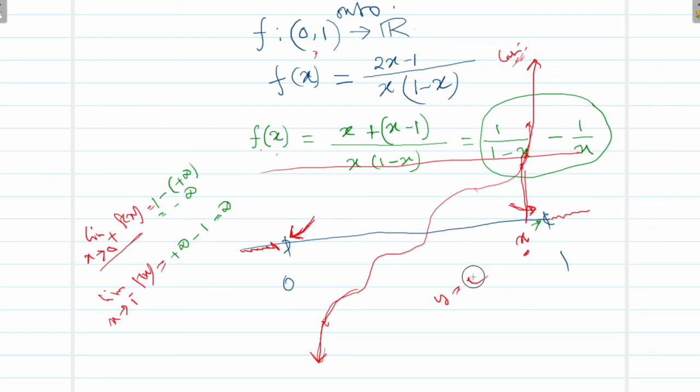Therefore, because of this fact, the function f is onto, because it is going everywhere, and the function is continuous, and therefore there is no break. So this function is actually onto, and this solves the problem.